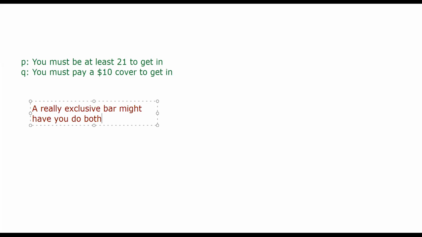So that's why you have to pay for it. And frankly, if there's tons of people wanting to get into that bar, they can charge that cover and they'll get it. So a really exclusive bar might have you do both. In other words, a really exclusive bar might be P and Q. You must both be over 21, and you must also pay a $10 cover to get in. So that's going to limit the number of people who can get in.